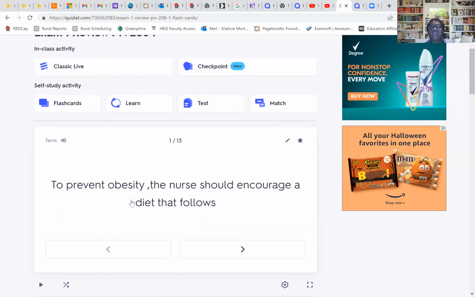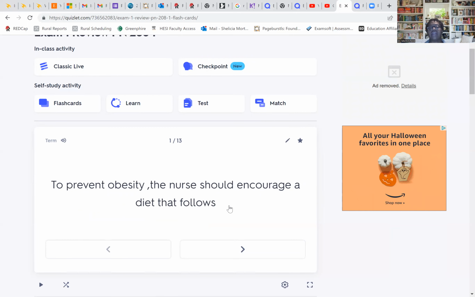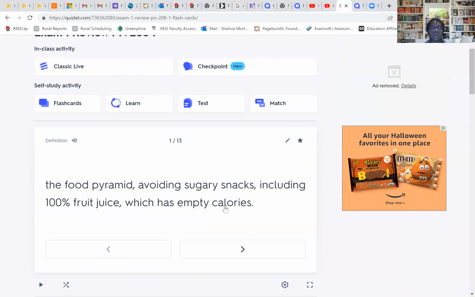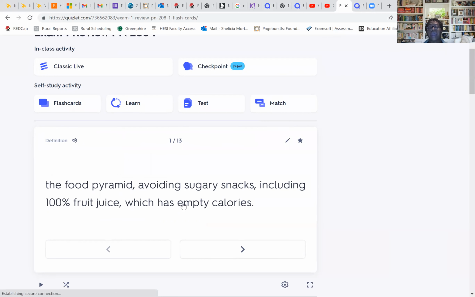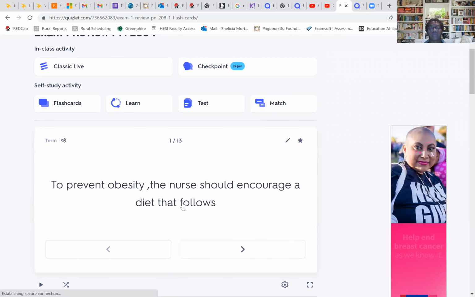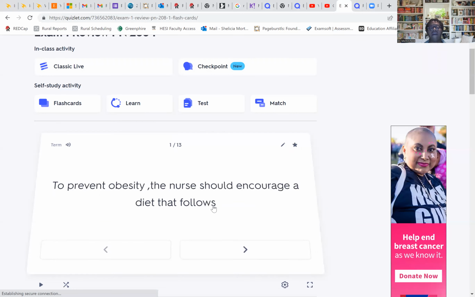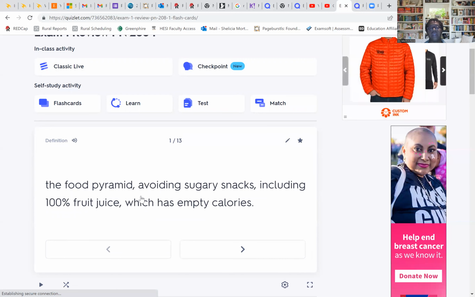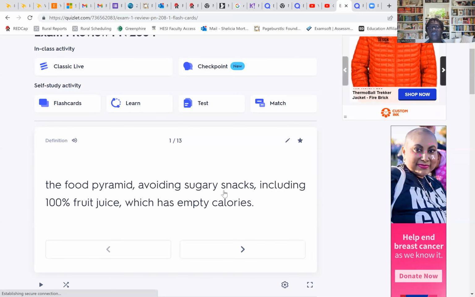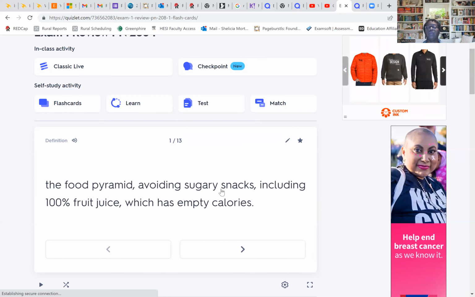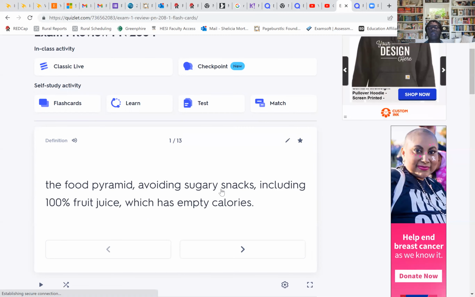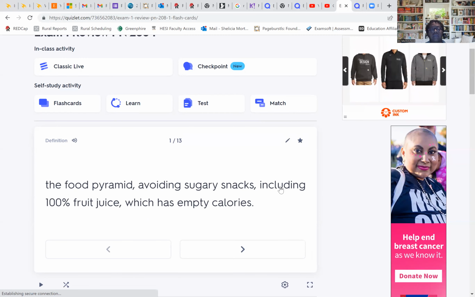To prevent obesity, the nurse should encourage a diet that follows the food pyramid, avoiding sugary snacks, including 100% fruit juice, which has empty calories. So to prevent obesity, the nurse should include a diet that follows the food pyramid, avoiding sugary snacks that include those 100% fruit juices, because those have empty calories.